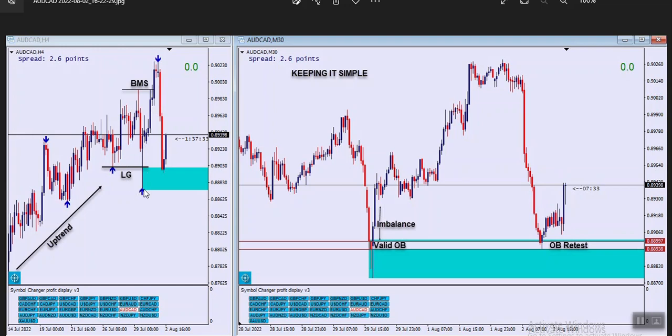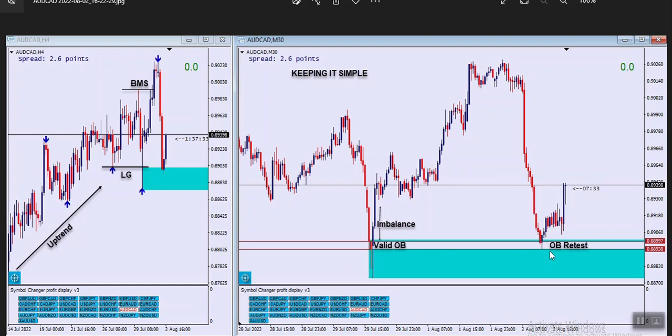Identify a point of rejection at a higher time frame, and that rejection leads to a break of market structure. Find another block, go to a lower time frame on that rejection point, then find another block that is valid, then you take your entry from there.